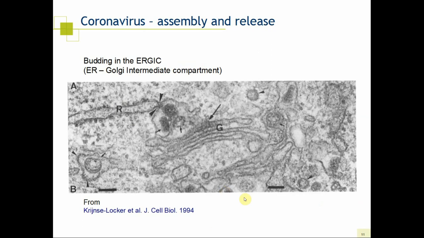So the last step in the replication is budding and release, and this appears to occur not at the cell surface, but at the ER Golgi intermediate compartment. So here you can see on electron microscopy, this is the endoplasmic reticulum, this is the Golgi network, and coronaviruses bud somewhere kind of into this in between them. Okay, so this ERGIC, and then once the particles are here, they just get released by the normal secretion pathway.